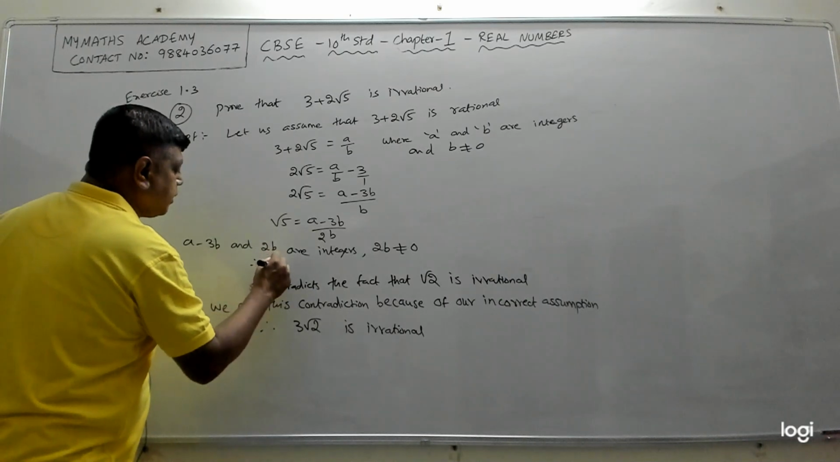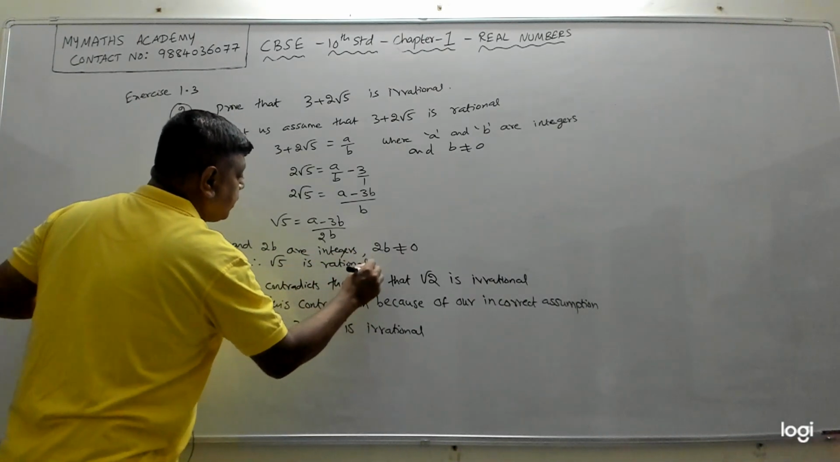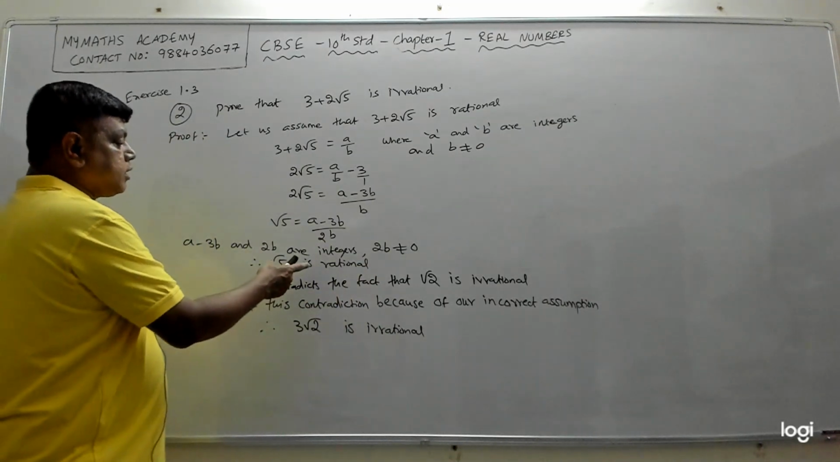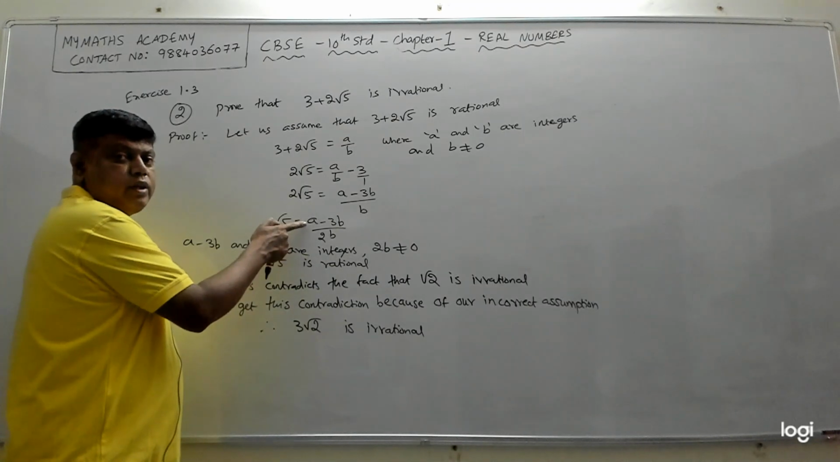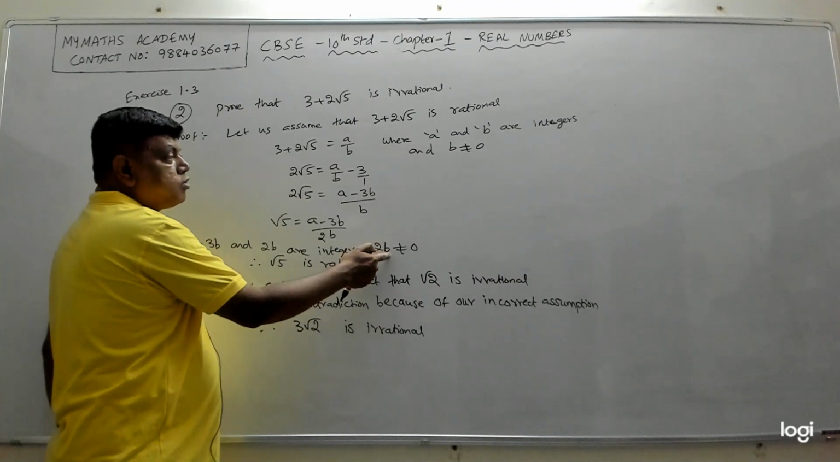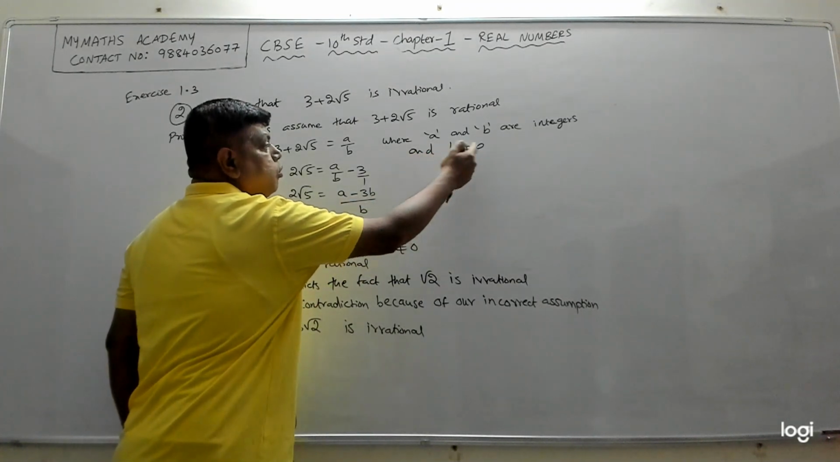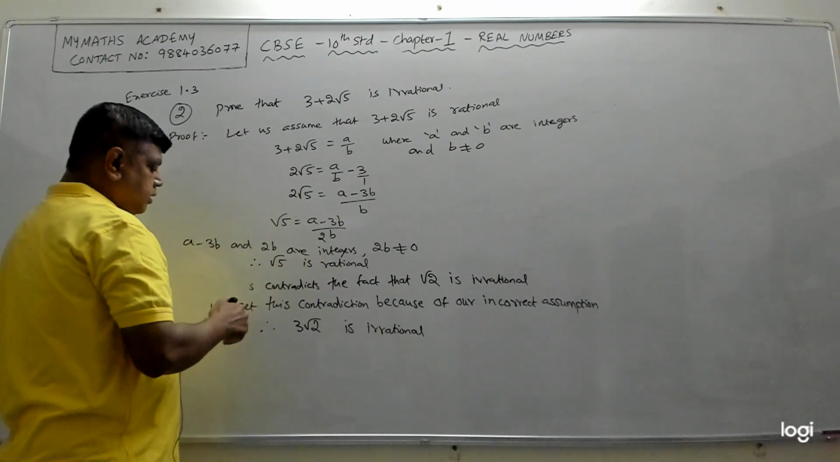Therefore, what we get? We get root 5 is rational, because root 5 is written in the form of a fraction. Numerator is an integer, denominator is an integer, and denominator is not equal to 0. Therefore, 2b is not equal to 0 because b is not equal to 0. Then 2 into b is also not equal to 0. So, therefore, root 5 is rational.